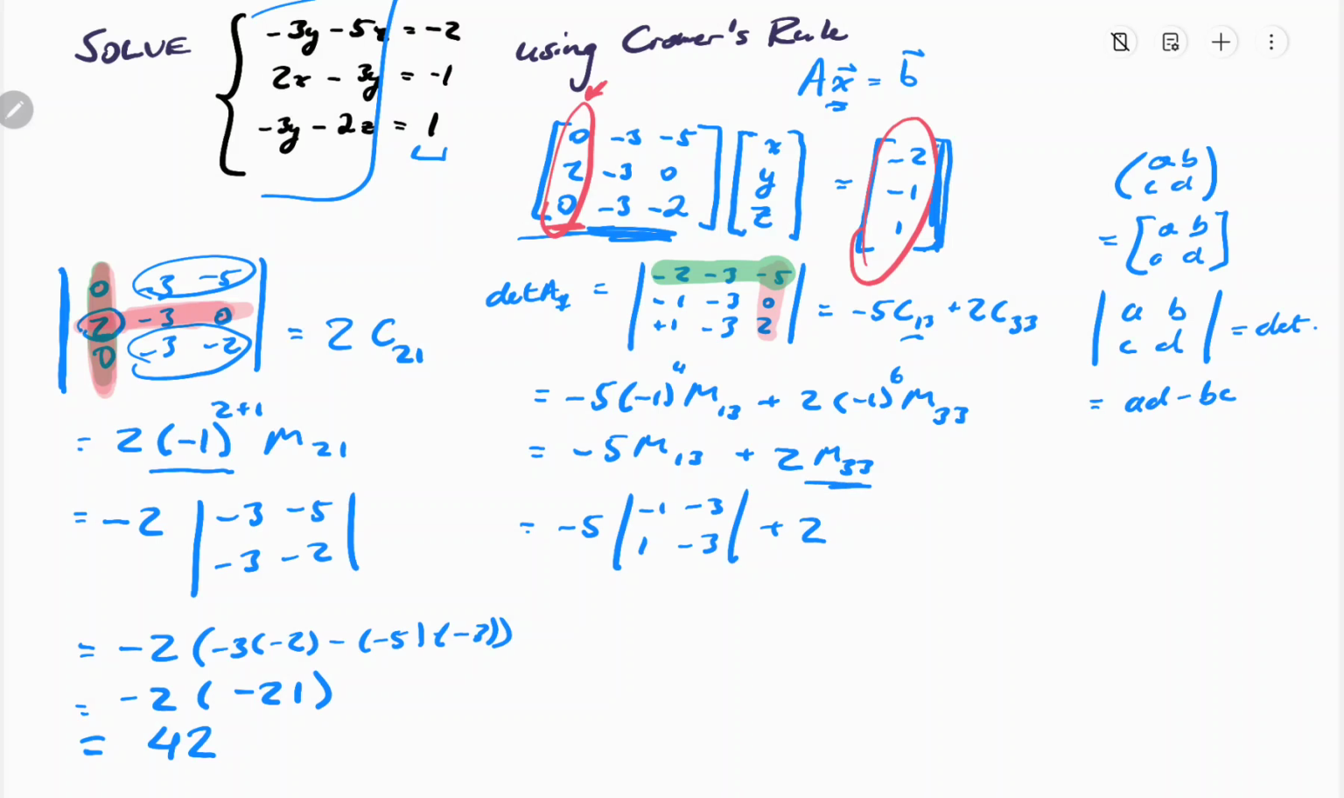This minor will be different as it's at row 3, column 3. So it will be at this position, and we're going to ignore everything else that shares a row or column with this number in the corner. We're going to unignore what we used the first time, and take the determinant of what's left. So we have -2, -1, -3, and -3.